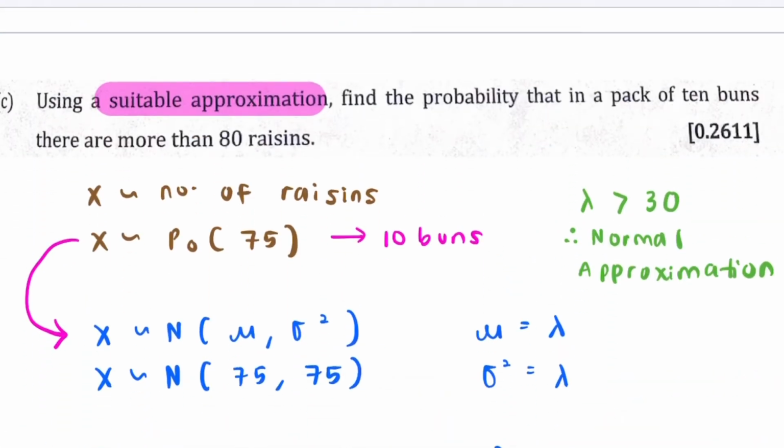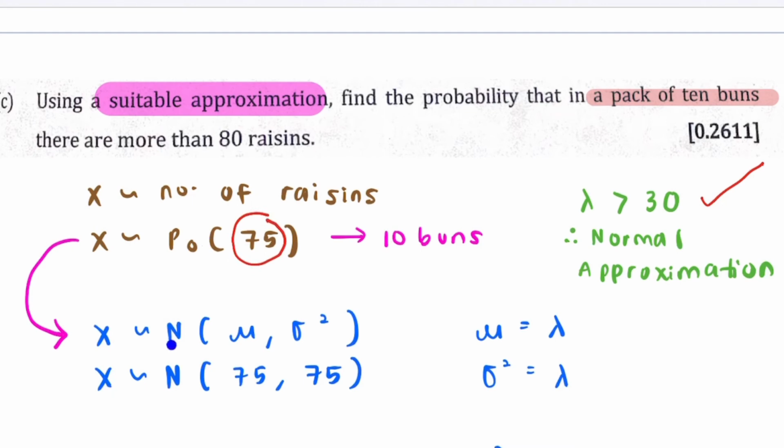Okay, the last question. Using a suitable approximation, find the probability that in a pack of 10 buns, there are more than 80 raisins. So this one goes back to the original random variable, where X is the number of raisins. And X follows a Poisson distribution, with lambda 75 for 10 buns. The question asks you to use a suitable approximation. From Poisson, you have only one approximation, which is normal. So check the condition. Is lambda more than 30? Yes, your lambda is 75 here. So you can use the normal approximation method.